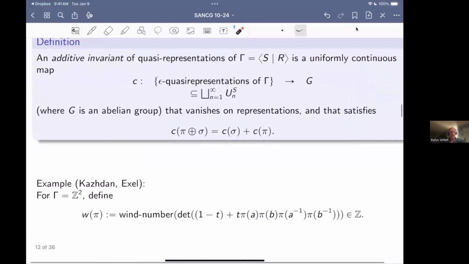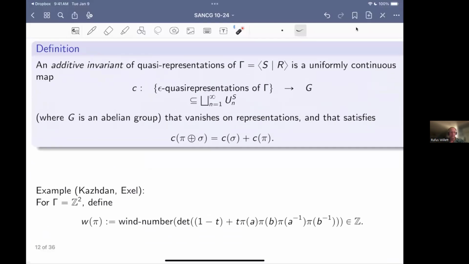Okay, so the basic example of such an additive invariant. Again, for an abelian group on two generators, this is how Kazhdan was thinking about this in the early 80s. It was rediscovered later in the early 90s by Rufus, completely independently. I think Exel was working on understanding Voiculescu's result more conceptually. So what you do is you take your quasi-representation, you look at this commutator.